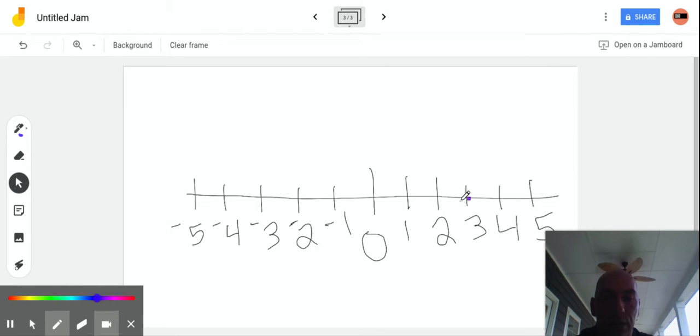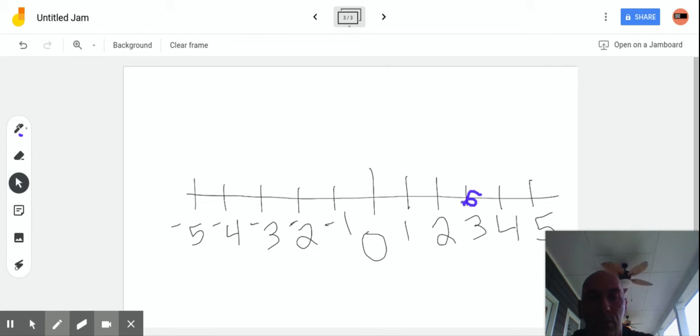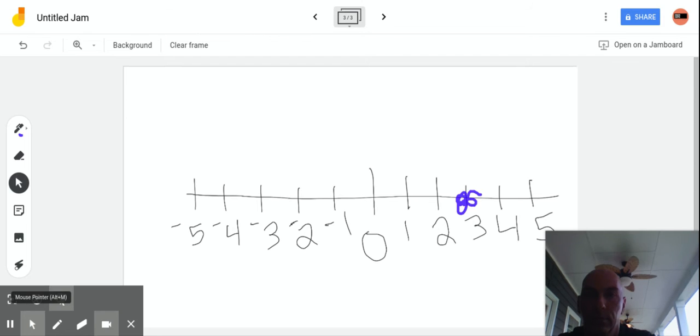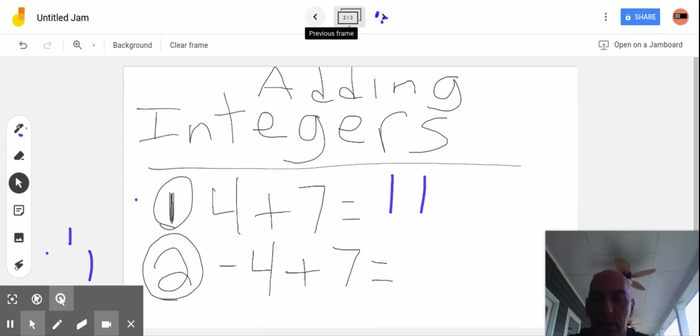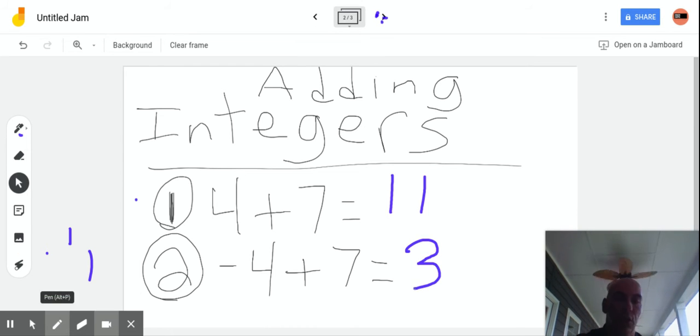So the answer would be, nice little circle there. The answer is going to be 3. So the answer to negative 4 plus 7 is 3.